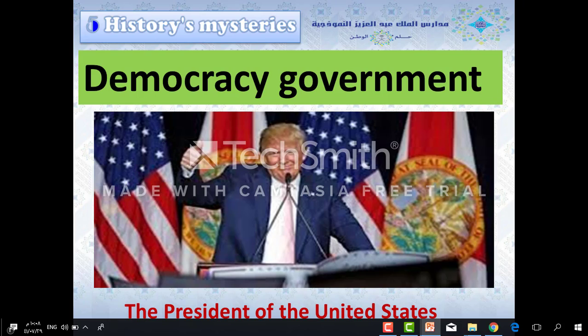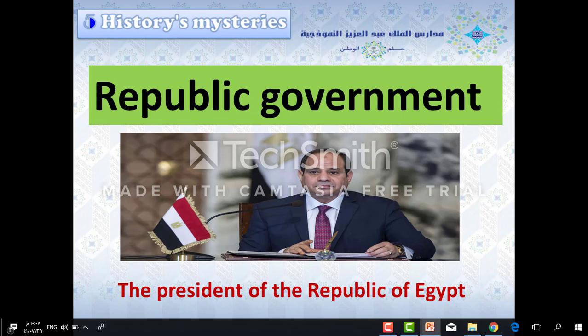This is the President of the United States, and the type of government in the USA is democracy government. And this is the President of the Republic of Egypt, and the type of government is republic.